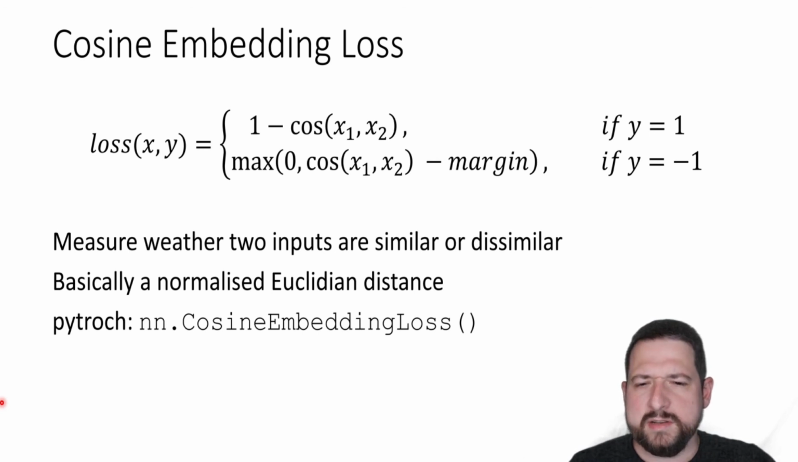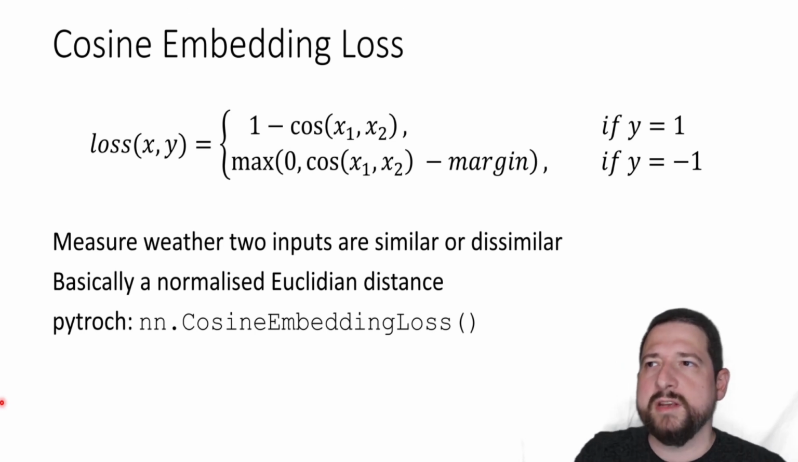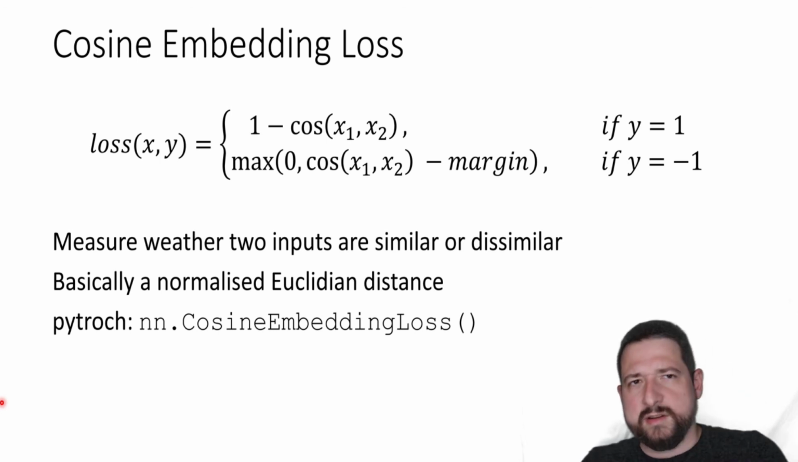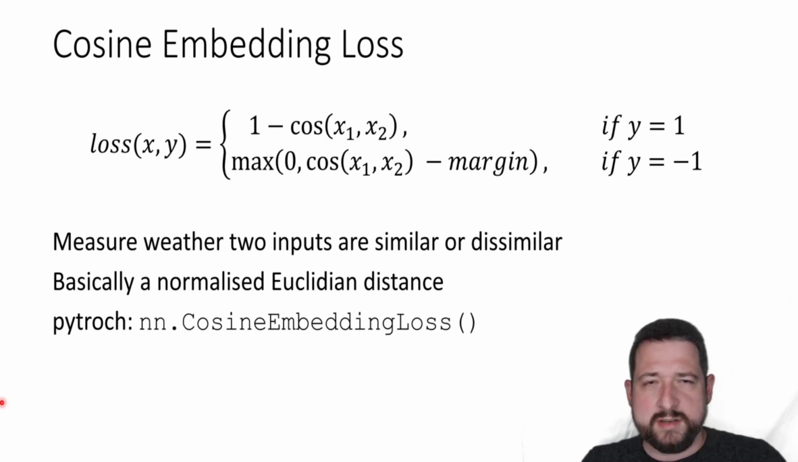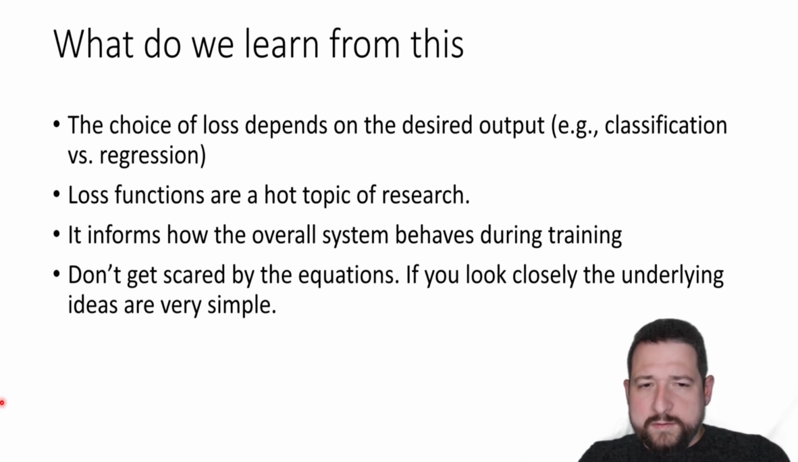So this is used in Siamese networks a lot. We have spoken about them, but if you read about them, they are usually used to compare the output of two different representations. They don't use a Euclidean distance, they rather use this normalized Euclidean distance, which is the cosine embedding loss. So what do we learn from this?